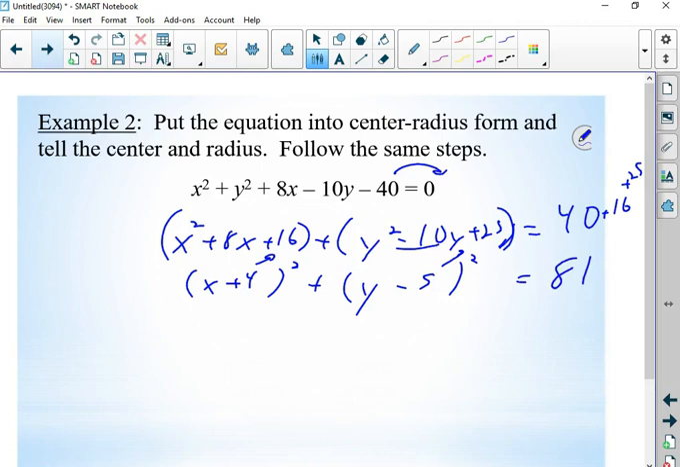And I got everything in center radius form now. So what's my center? Opposite of 4, negative 4. Opposite of negative 5, positive 5. And my radius is the square root of 81, or just simply 9. Easy, breezy, beautiful cover.